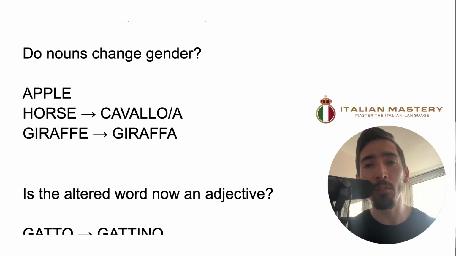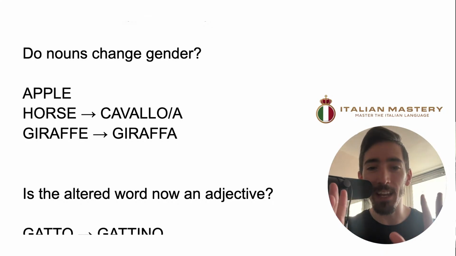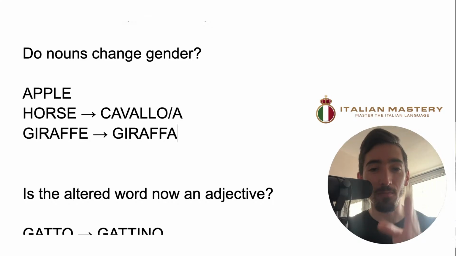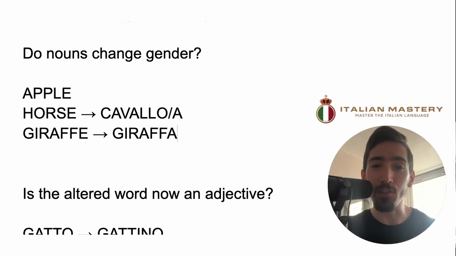So if the animal in question is an animal that's been domesticated and that people talk about, a common animal such as a cat, a dog, a horse, then we can talk about them in relation to their gender, and we can say cavallo, cavalla. But when it comes to other animals such as a giraffe or a hippo, then it becomes very weird. So it just stays the gender it has. So it's a good question, actually.